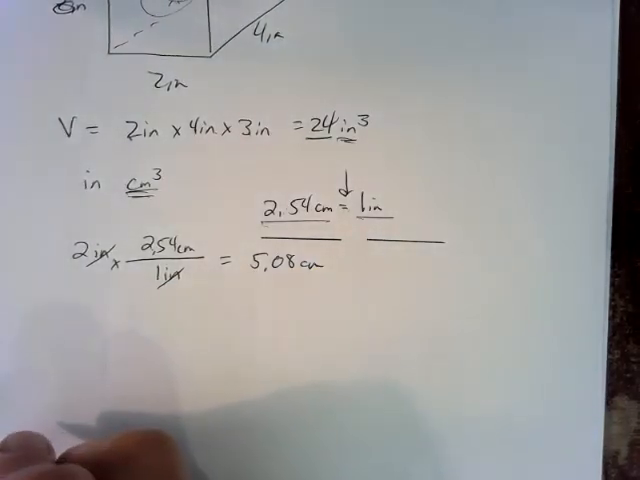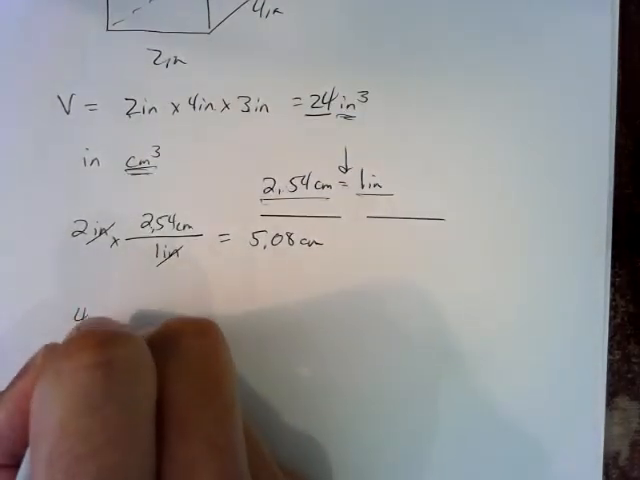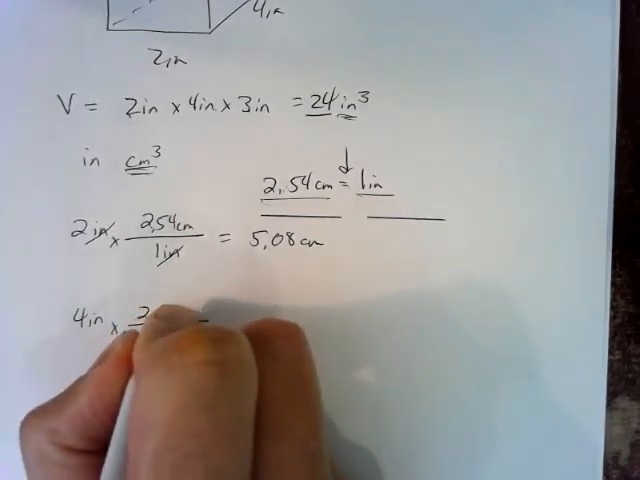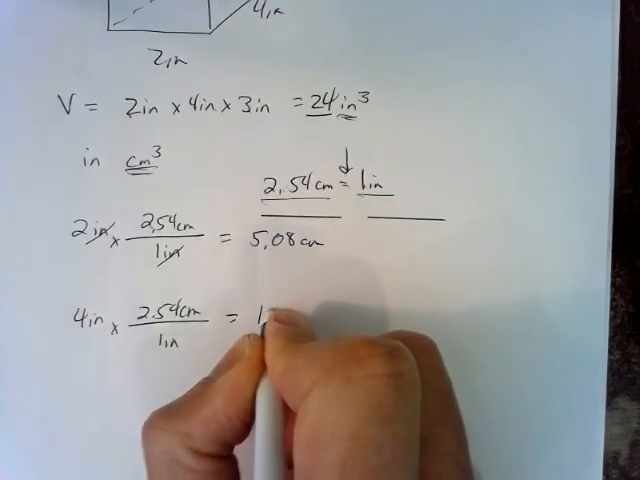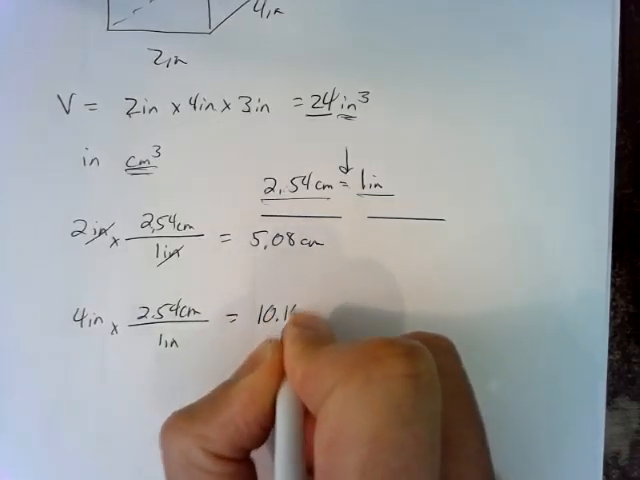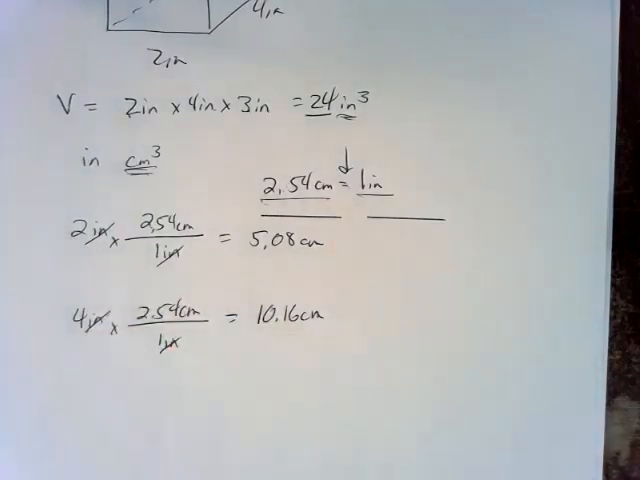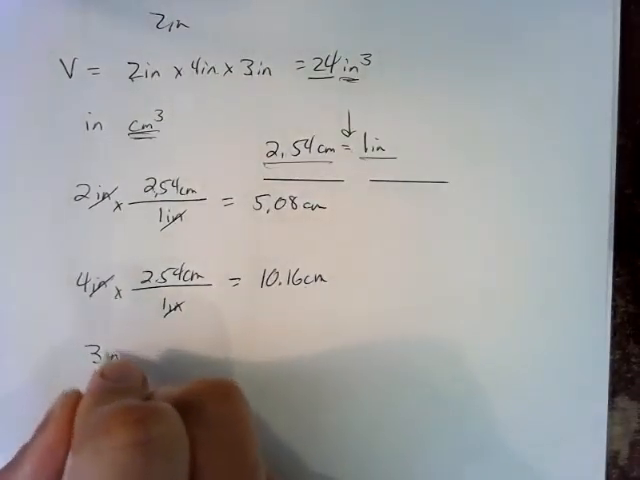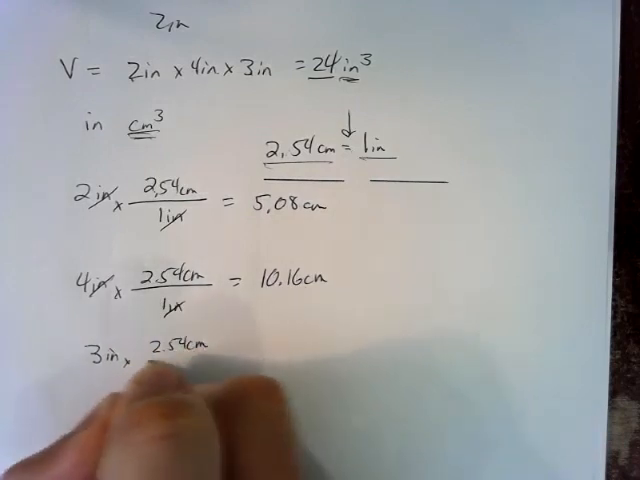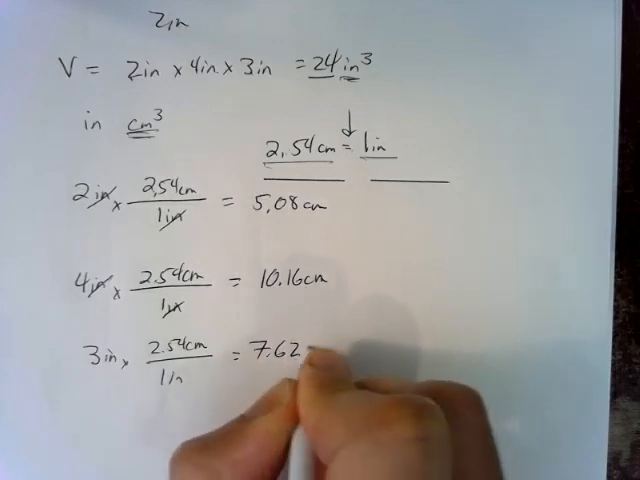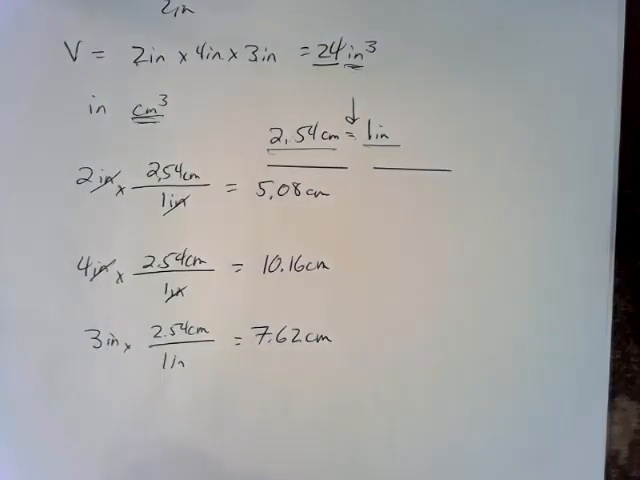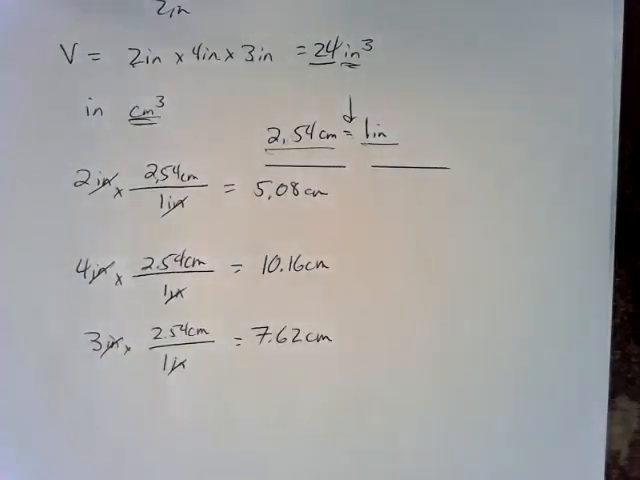We're going to do the same thing for the other 2 sides. We have 4 inches for one of the sides, same conversion factor, 2.54 centimeters to 1 inch. That's 10.16 centimeters then, because the inches cancel. And 3 inches times 2.54 centimeters per inch is equal to 7.62 centimeters. Just want to double check that. Yep. Inches cancel inches. So now we've got that.